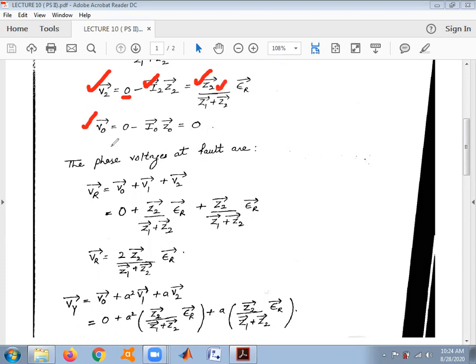Similarly, we can find V0. V0 equals E0 minus I0 Z0. The value for E0 again will be 0. The value for I0 again will be 0.